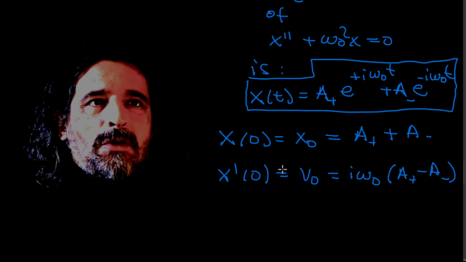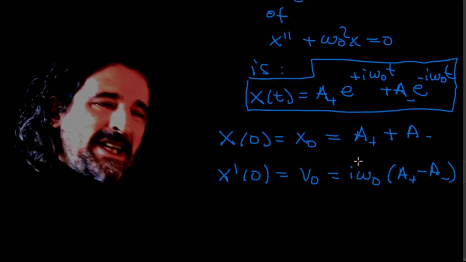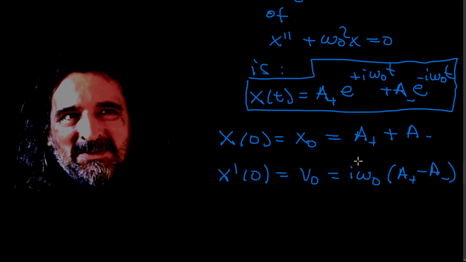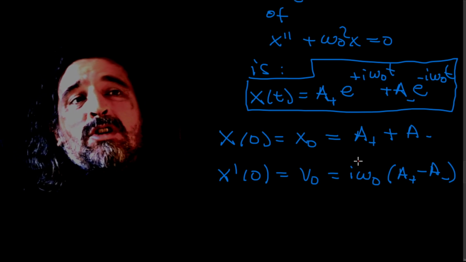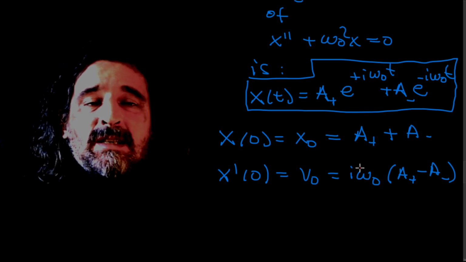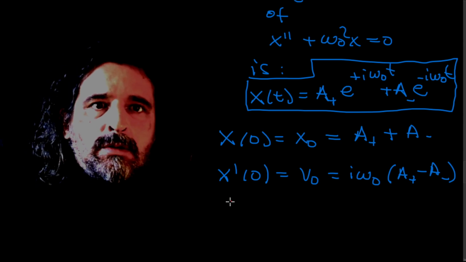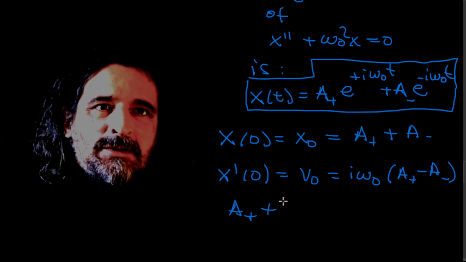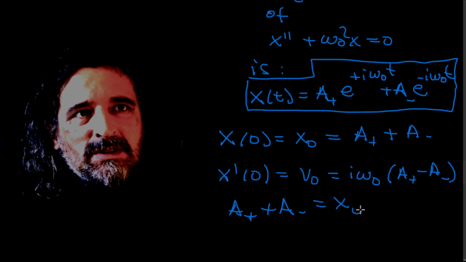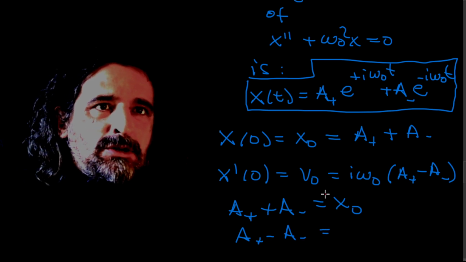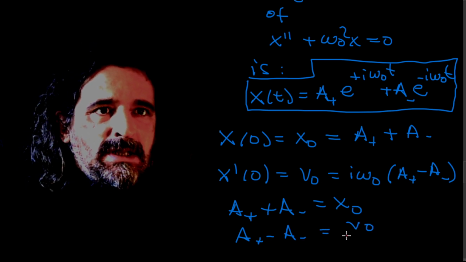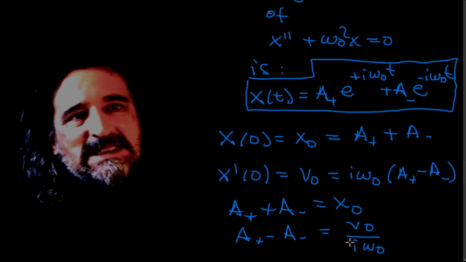Cool. So we have our solution almost. We need to solve for a plus and a minus now, a system of two equations with two unknowns. a plus plus a minus is equal to x naught. a plus minus a minus is equal to v naught divided by i omega naught.